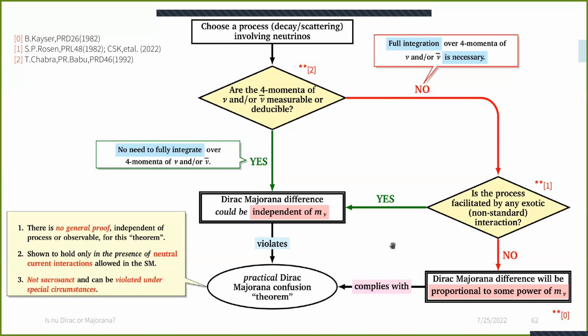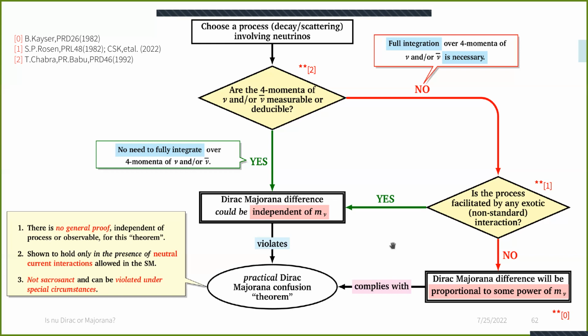Also, one more question. So your method goes down this flow chart, right? Yes. And then the DMCT is if you integrate out the momentum of the neutrino. So that's the right one. Yes. But you have an extra direction. Is this process facilitated by any exotic non-standard interactions? You're claiming that this can avoid the DMCT. No.